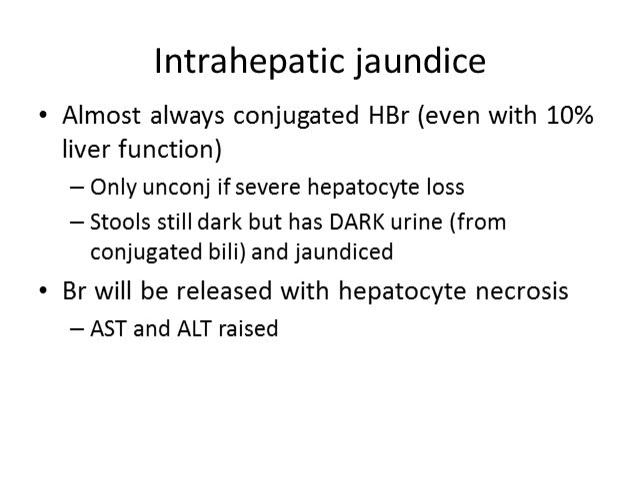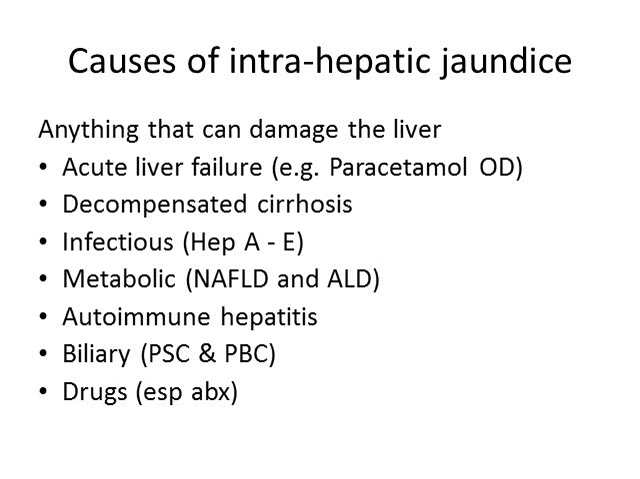It's only ever unconjugated if you've got severe hepatocyte loss or death. Stools are still dark, but your urine is very, very dark because you've still got a lot of unconjugated bilirubin. Bilirubin is released when you have hepatocellular death. When there's necrosis happening, the bilirubin will be released. So that's why intrahepatic jaundice is caused by anything that causes liver damage.